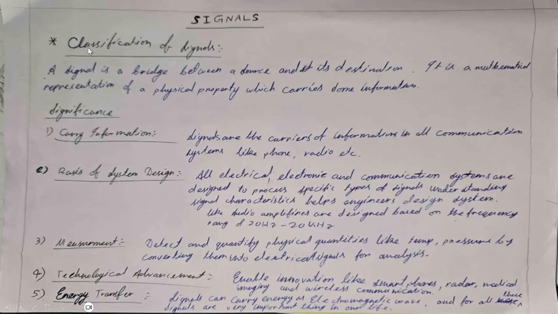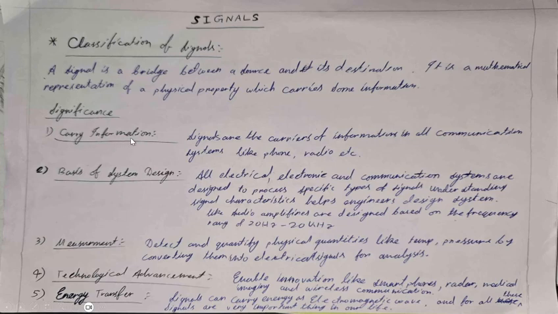Signals. Here you can see classification of signals. A signal is a bridge between a source and its destination. It is a mathematical representation of a physical property which carries some information. So now look at the significance.